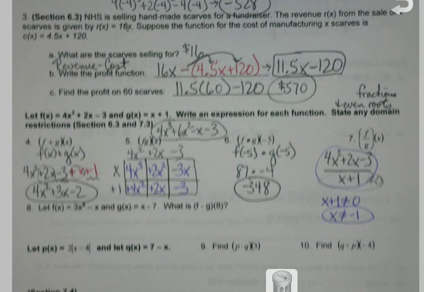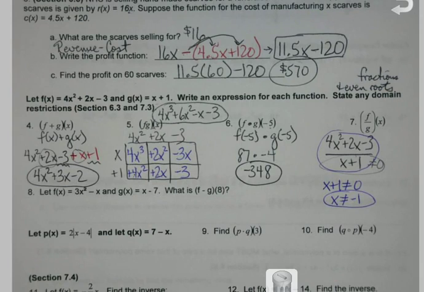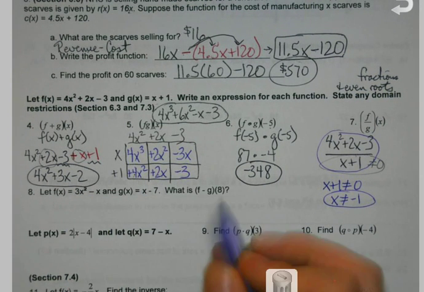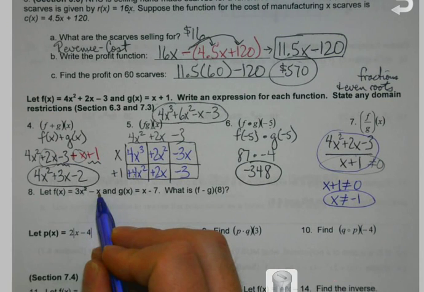And then there's one more sneaking in on this section. Let f of x equal 3x squared minus x. G of x is x minus 7. What is f minus g of 8? Now again, you have options. Some of you may feel more comfortable writing this out and simplifying f minus g and then plugging in the 8. That's okay. Or you could just take the 8 and plug it in right away.